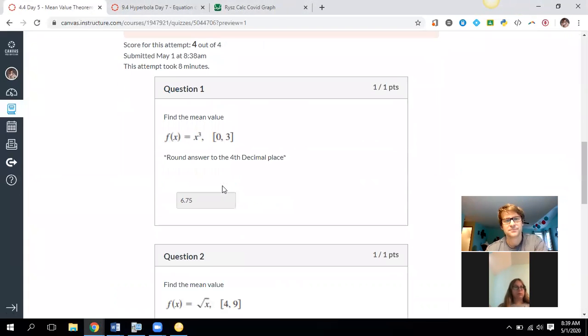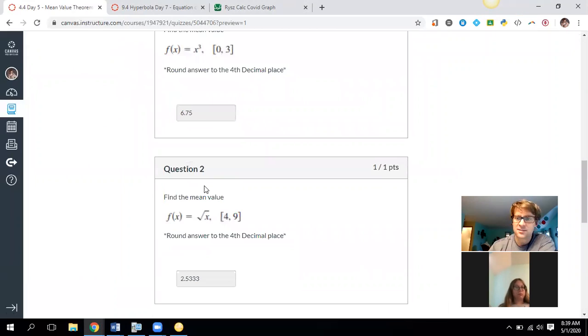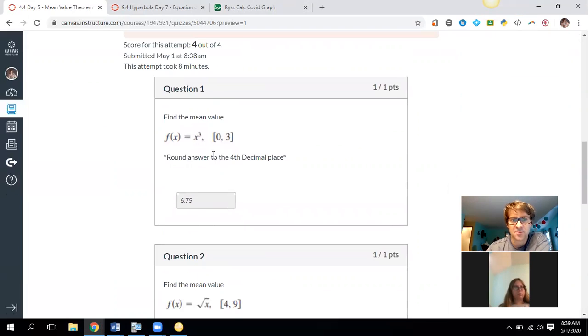4 out of 4. Okay, so you guys can see pretty much this mean value theorem is like what we've been doing, just an extra step. So this is the average value that we are finding. We find the average value by finding the total, doing the integral like what we've been doing, and then we multiply by that fraction at the end.